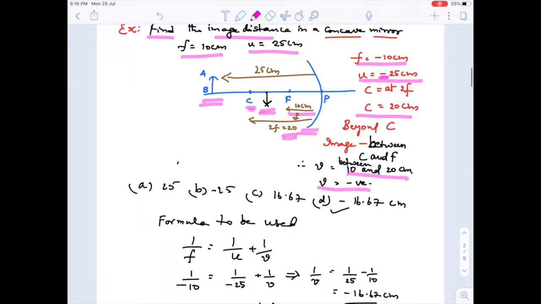Now, we have identified this. Let us look at the different options that are given. By quickly looking at it, because the image has to be formed between 10 and 20 centimeters, this will be wrong, this will be wrong. And because the image distance is negative, this is also wrong. So, the only possible answer is minus 16.67 centimeters. Without actually calculating, you can answer this question with D.